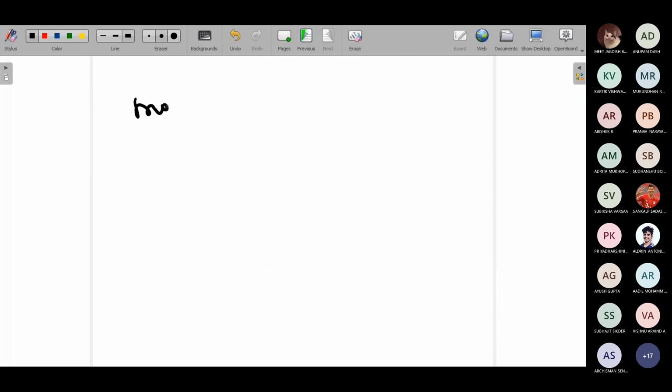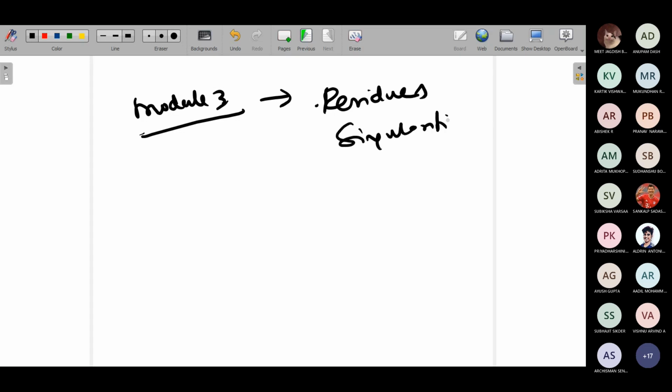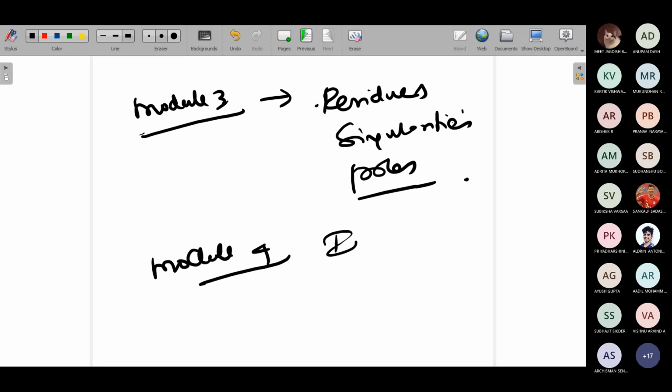So in module 3, you have half of the module 3. What are there in the half of module 3? Residues, singularities, poles we already did. Poles, residues and singularities. So this is left out in module 3. Then in module 4, you have integrations.